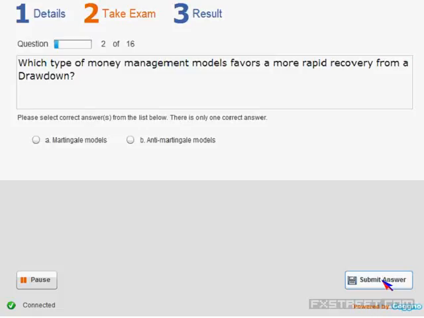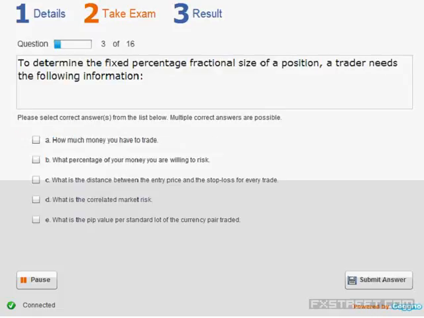Okay. I see we have two answers pointing to anti-martingale, but I myself also answer A. I think we are the majority by answering the first answer. Okay, and we jump to the next question.